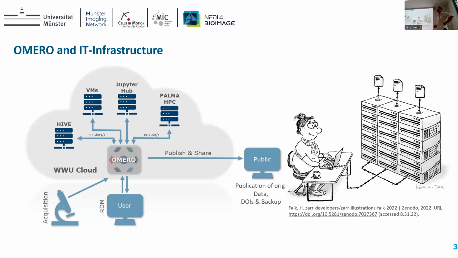And the 50 gigabit connection, is this going to the storage underneath Omero, or is it going through Omero to access the data when you do processing through the Hive? No, it's to the storage basically. To the storage. So yes, you're asking Omero, where is my data, and then you're going to the file server.